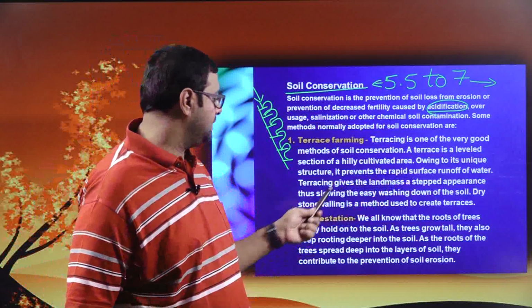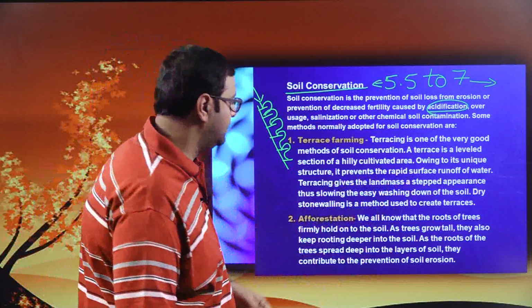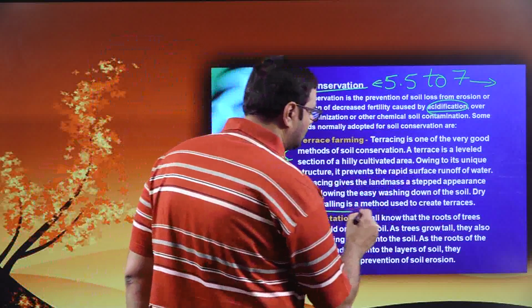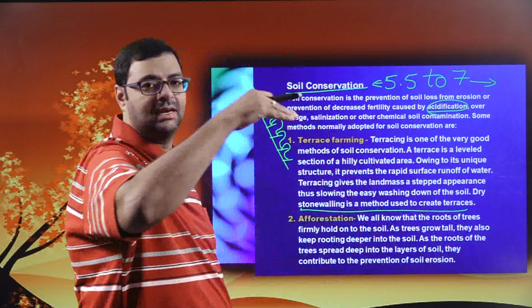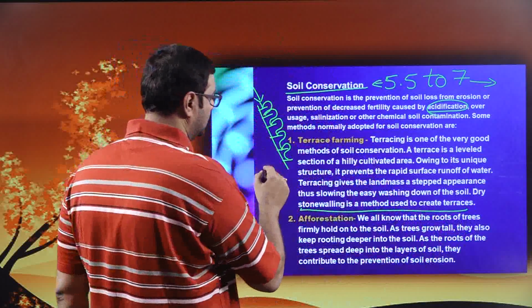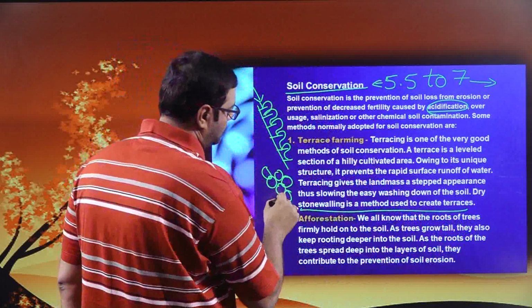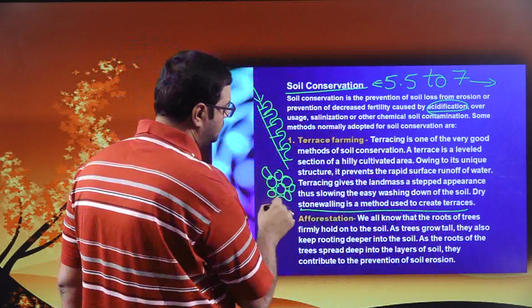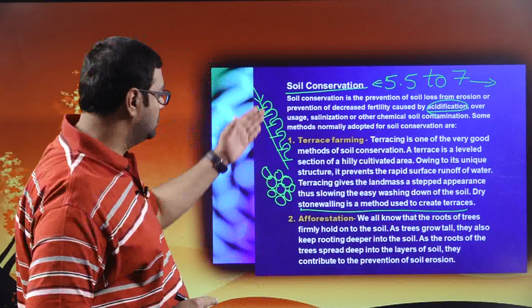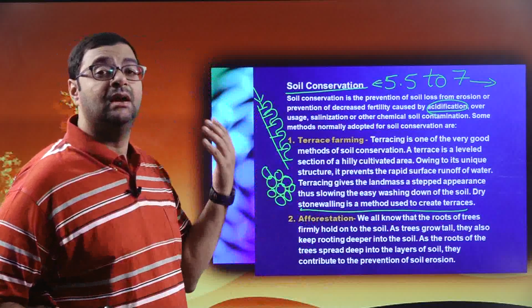Now dry stone walling is a method used to create terraces. Dry stone walling, you already know: stones are kept like stacks here. The walls are made of stones. So the stones will not allow the water to completely run out.